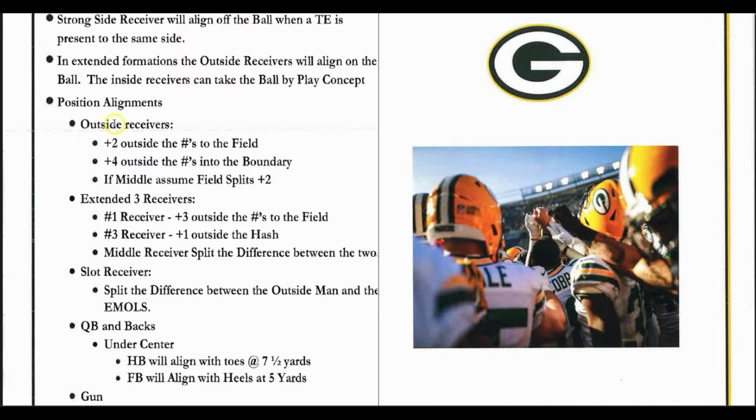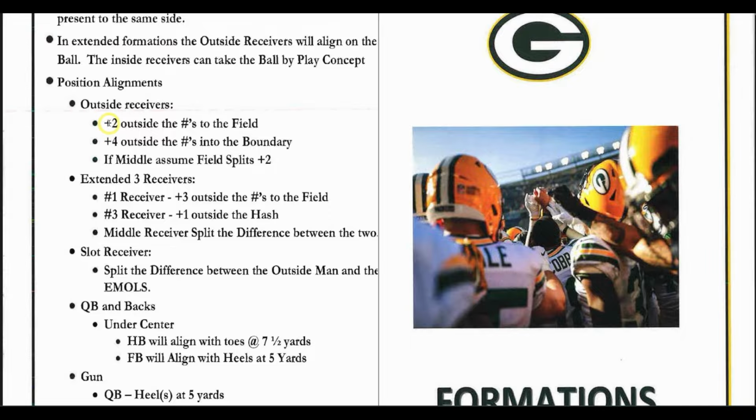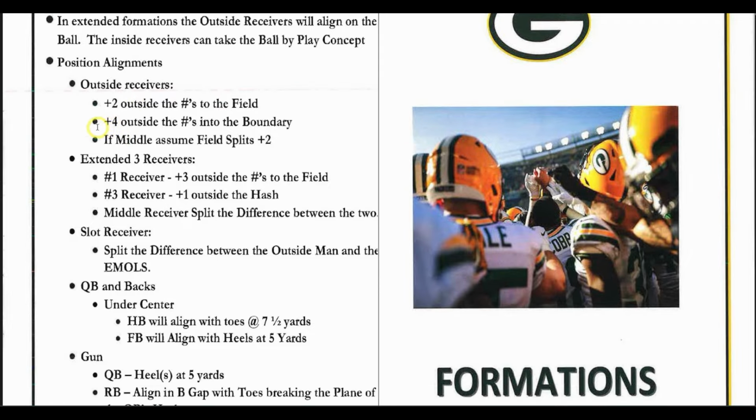Okay, as far as the position alignments, you've got the outside receivers at +2, which just means 2 yards outside the numbers to the field. You've got +4 yards outside the numbers into the boundary. And if they're in the middle, then they're just going to assume the field splits of +2 outside the numbers, so everything is balanced. You can see it changes once they have trips, 3 receivers. Number 1 receiver is going to be 3 yards outside the numbers, and then the number 3 receiver is going to be outside the hash. And then you have the middle receiver splitting the difference between the two.